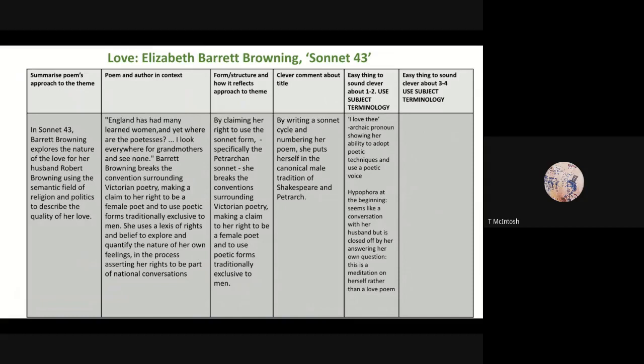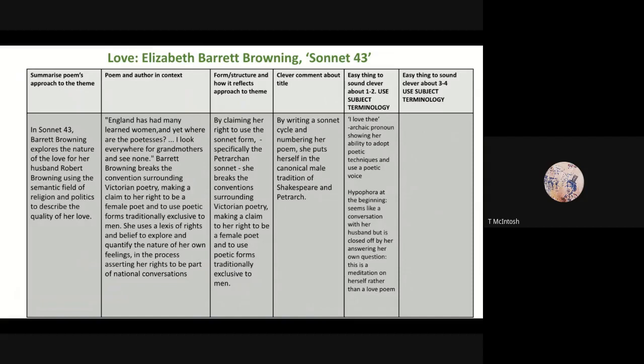She breaks the conventions surrounding Victorian poetry, making a claim to her right to be a female poet and to use poetic forms traditionally exclusive to men. The sonnet title should be, you should know exactly what I'm about to say by now. By writing a sonnet cycle and numbering her poem, she puts herself in the canonical male tradition of Shakespeare and Petrarch. I've got a couple of things to sound clever about there, both of which involve terminology that you really don't need at all whatsoever, but both of which are useful concepts.